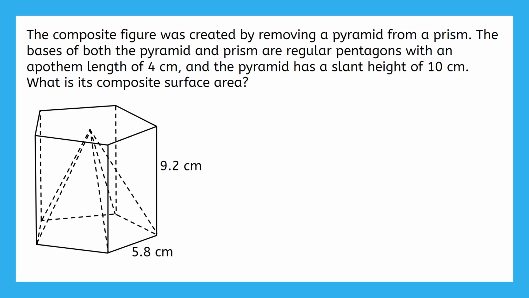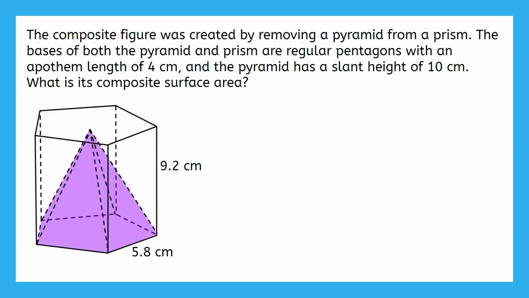Since this figure has 2 shapes overlapping, it might be harder for you to visualize. So let's try using some colors to help. Here's the prism, and here is the pyramid going inside of it.